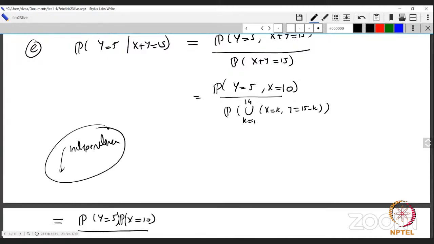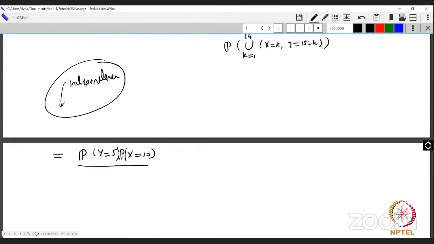And then what I have at the bottom, I'll write as the sum from k equal to 1 to 14 of probability x equal to k times probability y equal to 15 minus k. Right? That's easy to see. Very nice. So the top part is going to be what?